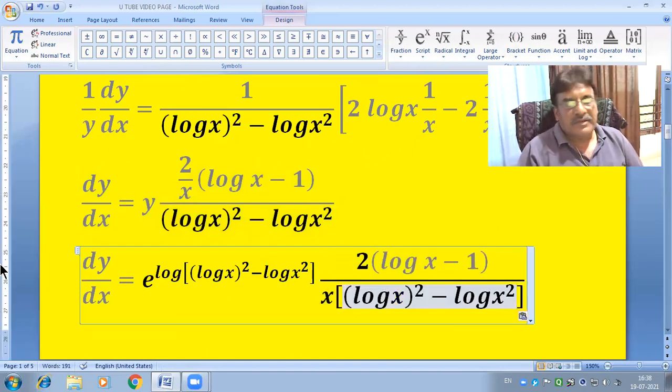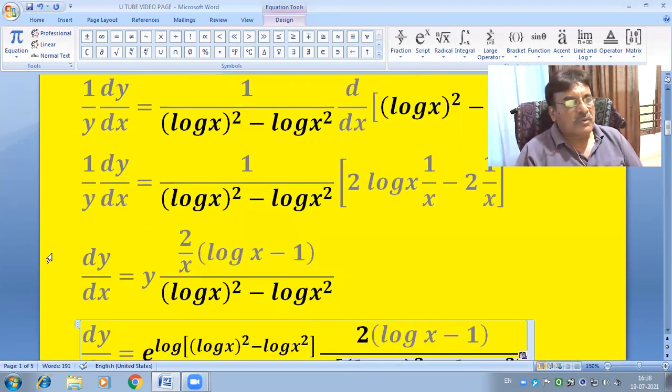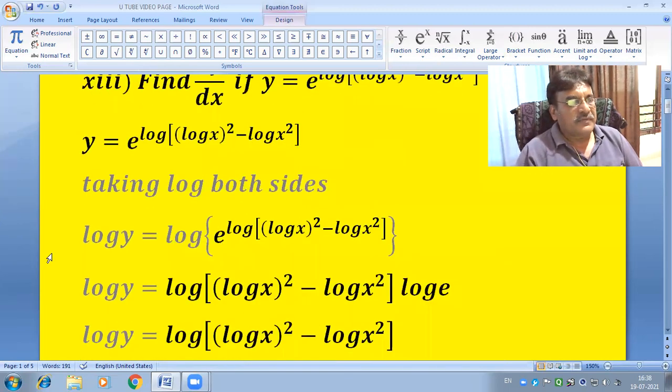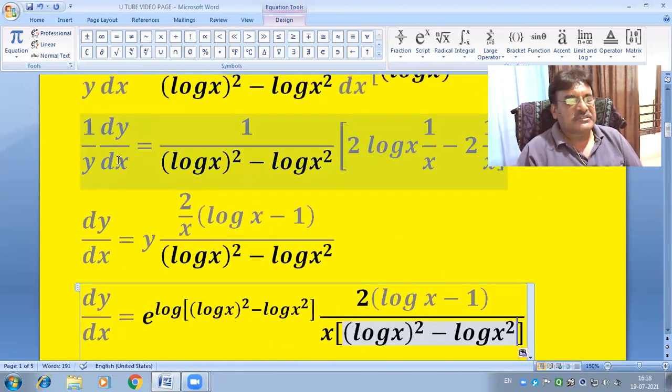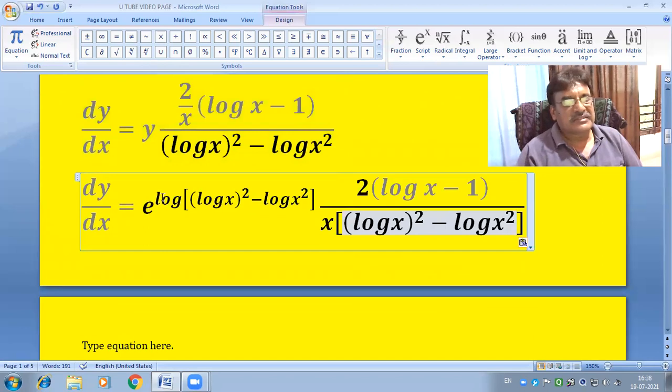And this is the required derivative of the function, where the function is y = e^(log(log x)^2) - (log x)^2. Find the derivative of this function: dy/dx = e^(log(log x)^2) - (log x)^2 times 2(log x) - 1 times (log x)^2 - (log x)^2. That is in this way.